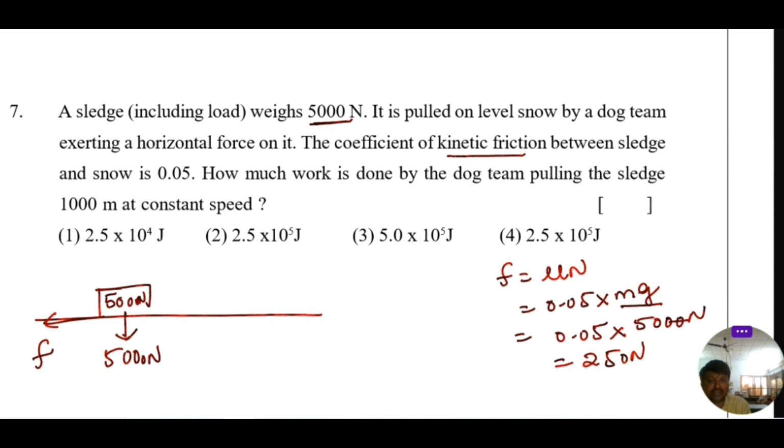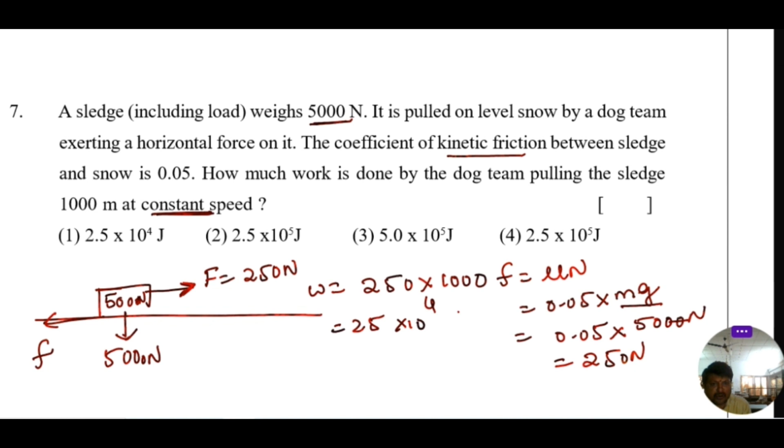How much work is done by the dog team? The dog team is pulling this sledge in this direction, but the sledge is moving with a constant speed. Constant speed means friction is 250 Newton, so this force should also be 250 Newton. Then work done is equal to force into displacement, that is 250 into 100 meter, equal to 25 into 10 to the power of 3 joule, that is equal to 2.5 into 10 to the power of 4 joule. So option 2 is the right answer.